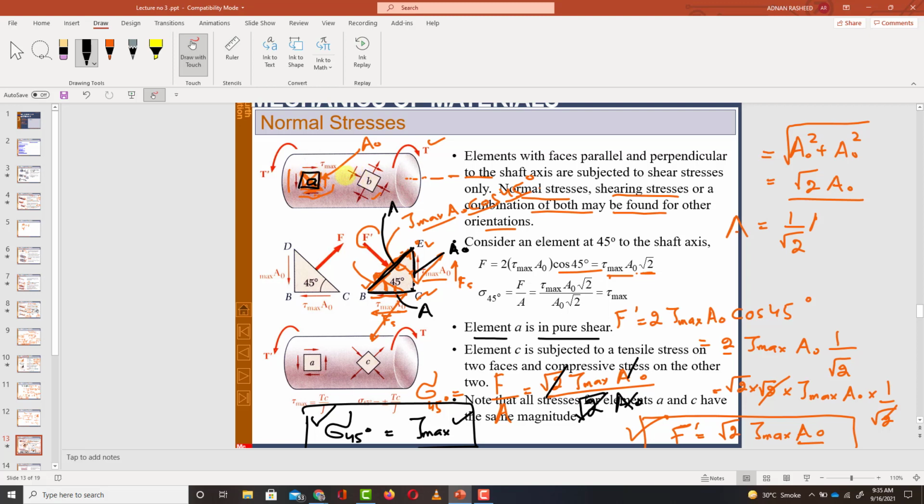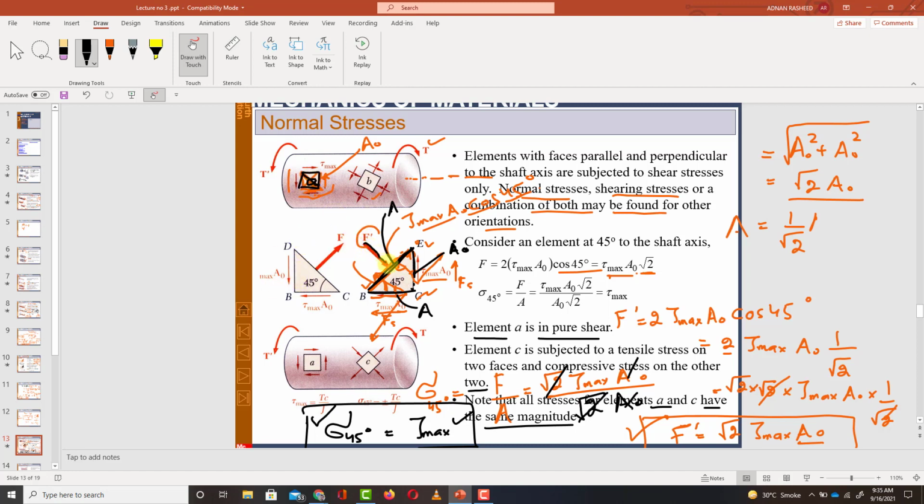But element B is now under shear stress as well as normal stress. Element C is subjected to tensile stress on the two faces and compressive stress on the two. So note that all the stresses of element A and C have the same magnitude. Now we have divided this element A into two portions.